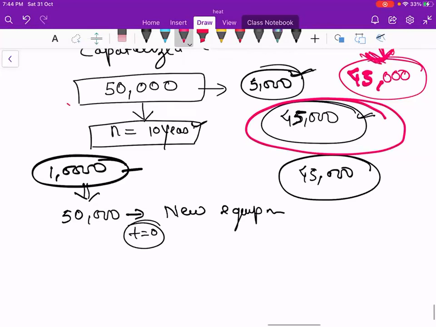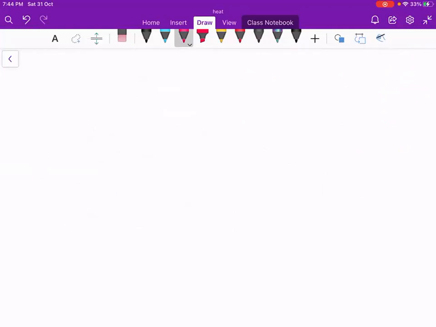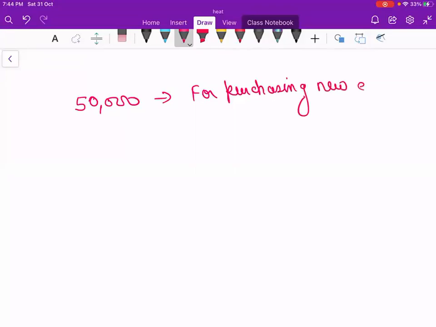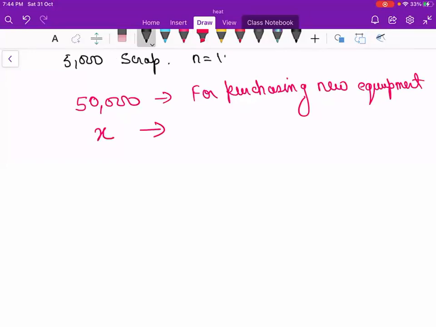See here, I will explain once again. You have money, and you use 50,000 for purchasing new equipment. Next, x amount. With this, some conditions I have applied: 5,000 rupees will be the scrap value, n equals 10 years, and the rate of interest you can take as any value.